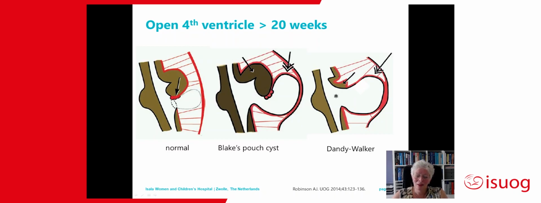And if we go back to the development of the posterior fossa, you can see that this is a problem of the posterior membranous area, because there's no good fenestration of this Blake's pouch. And here you can see you have a problem of the anterior part of the membranous area, because here you have an abnormal vermis.